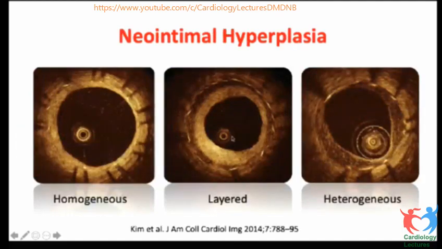And about neointimal characteristics, three types of neointima have been characterized. One is the homogeneous neointima. The second one is layered neointima. The third one is heterogeneous neointima. These have a good prognosis, intermediate prognosis, and poor prognosis in a non-stenotic tissue. When you have a stenotic tissue, the homogeneous one has a poor prognosis because it is very, very difficult to expand homogeneous neointima. These two are relatively easy to expand and put a drug-eluting balloon or drug-eluting stent.